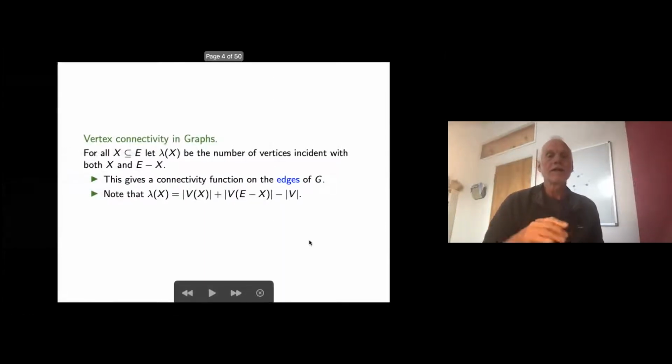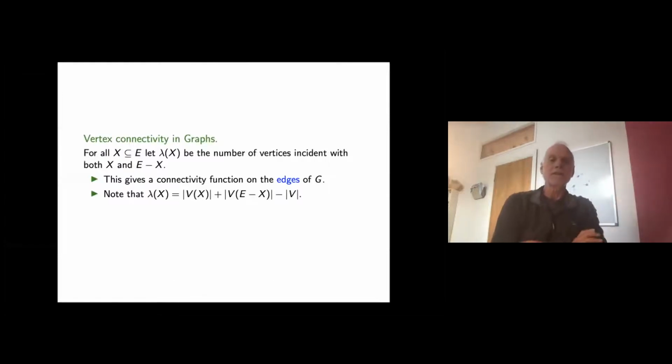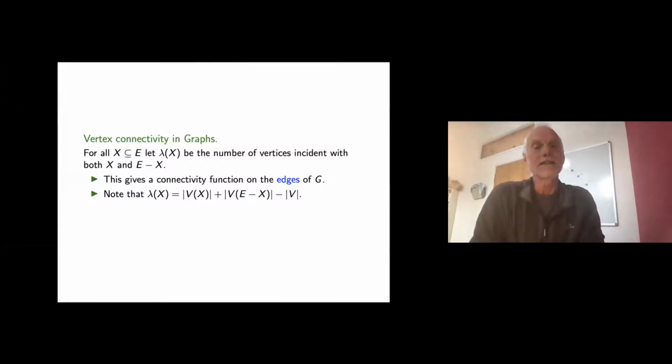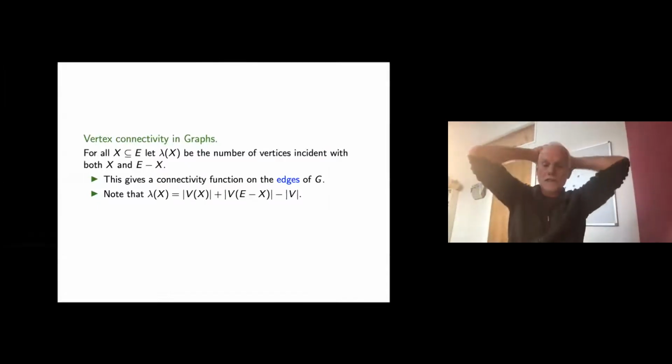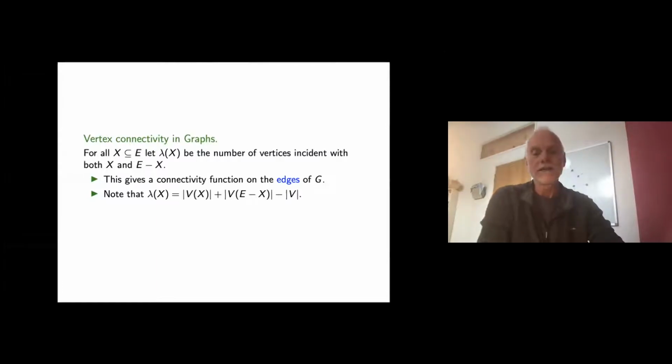A little thing about how we could alternatively have defined that: I could have said lambda of X, for X a subset of edges, is the cardinality of the vertices incident with X plus the number of vertices incident with the complement minus the cardinality of the vertices altogether. I'm saying that because that'll be a similar way that we'll see these connectivity functions can be defined. So there's a connectivity function associated with vertex connectivity in graphs.